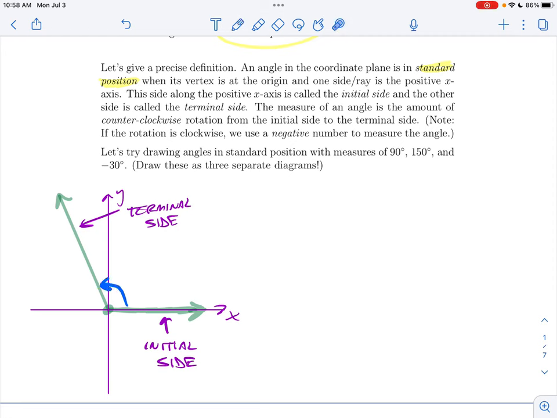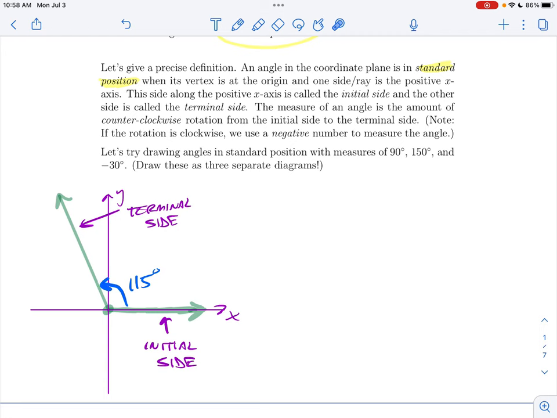So what I say here is the measure of the angle is the amount of counterclockwise rotation. You'll notice that this is moving in a counterclockwise fashion from the initial side to the terminal side. So however big that is, that's the angle that's in standard position. So this one, for example, looks like it's something in the neighborhood of, you know, maybe 115 degrees. We start pointing perfectly to the right. We rotate in the counterclockwise direction, 115 degrees.